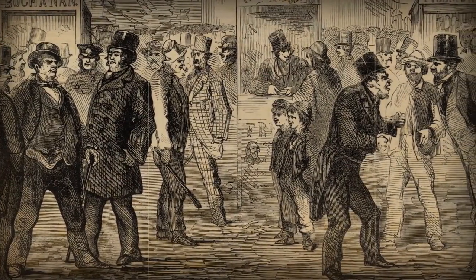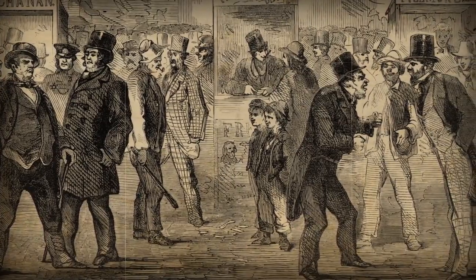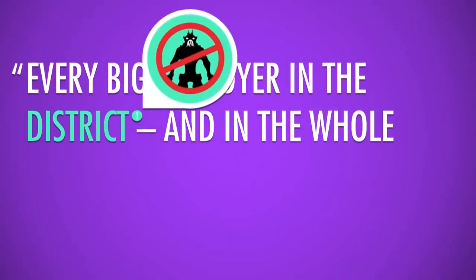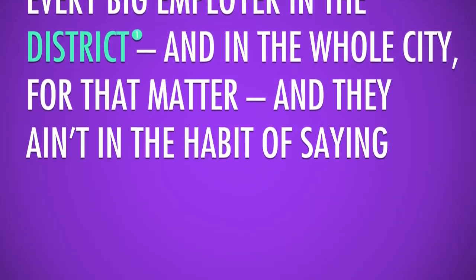Staying in power meant control of city jobs as well as city contracts. Plunkett claimed to know every big employer in the district, and in the whole city for that matter, and they "ain't in the habit of saying no to me when I ask them for a job." But with all the corruption, sometimes even that wasn't enough. Fortunately, Tammany politicians could always fall back on fraud.